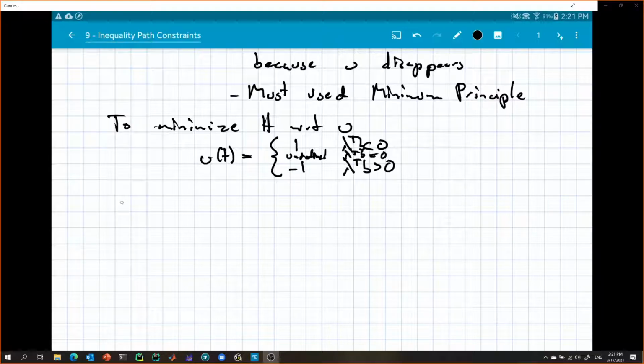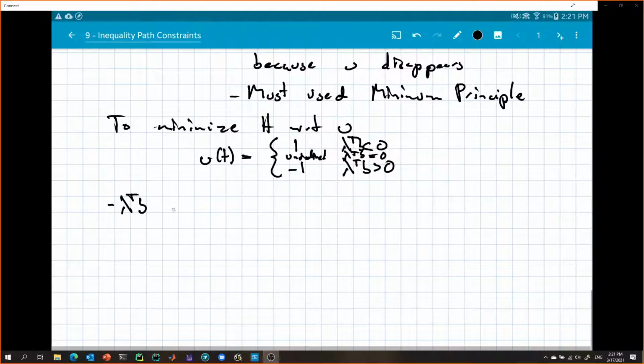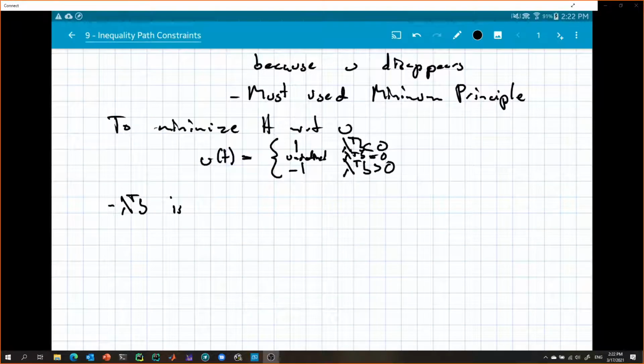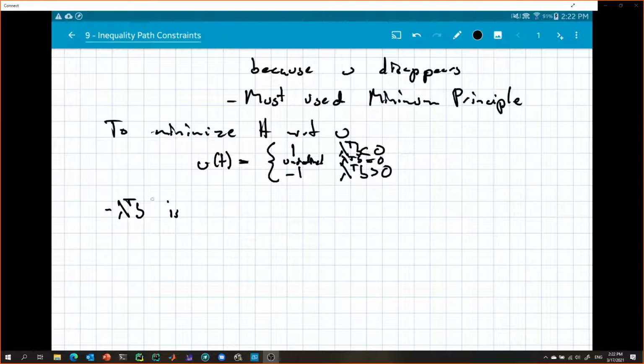But for this problem as posed, that undefined behavior should only occur at an instantaneous time, so it doesn't really affect the solution. There are problems where such a thing does affect the solution. This lambda transpose B is referred to as a switching function, because as it changes sign, the control goes from one boundary to the other.